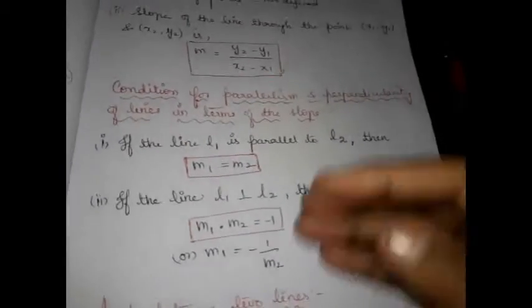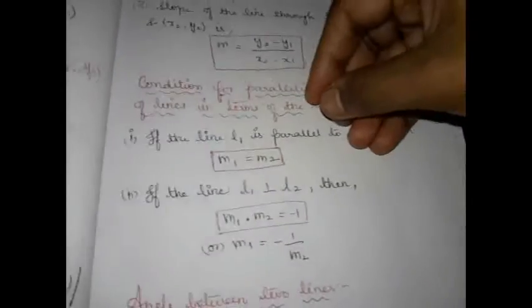If you see, come back to this condition for parallelism and perpendicularity of lines in terms of the slope. So how can you say two lines are parallel, or how can you say two lines are perpendicular? This is not the only way to tell; it is not only if the slopes are equal that the lines become parallel. No, there are many other things whereby you can tell the two lines are parallel or perpendicular. So this is one of the ways, using slope. If you know the slope, how can you tell that the two lines are parallel, or perpendicular? That's what we are going to see here.